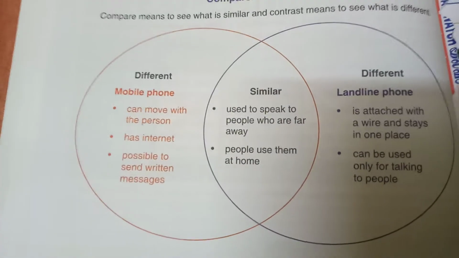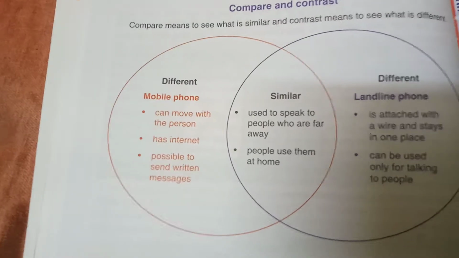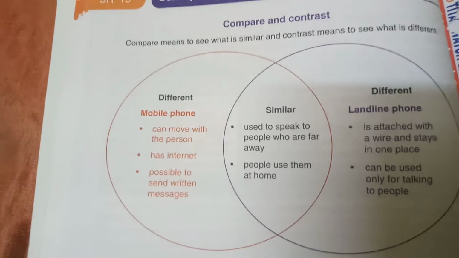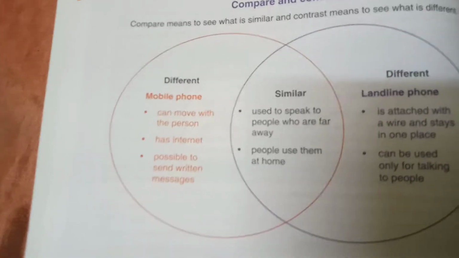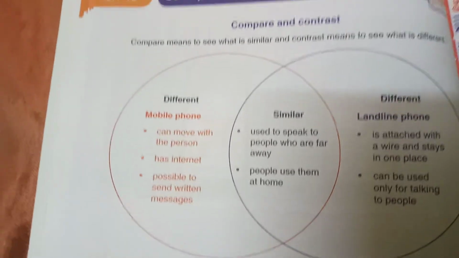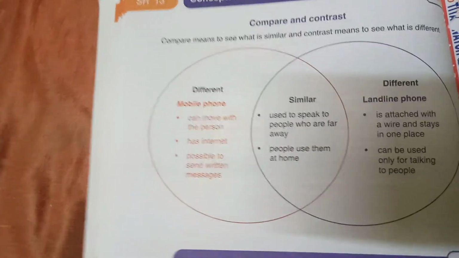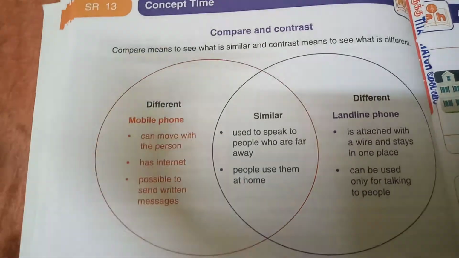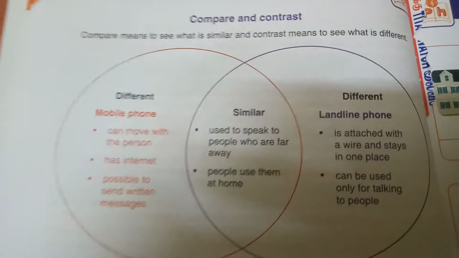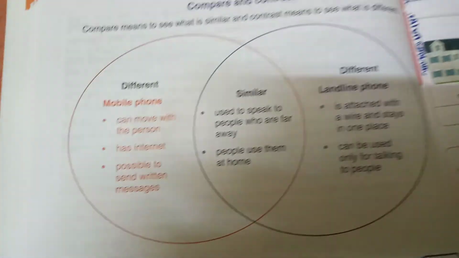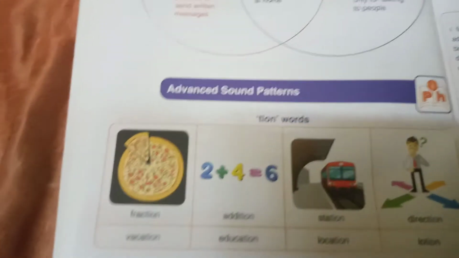Okay, so for mobile phone the similar thing is used to speak and people use them at home. Then for difference, mobile phone: you can move with the phone, and it has internet and it is possible to send written messages. But in landline phones, this is not possible. It is attached to a wire and can be used for talking by people only.